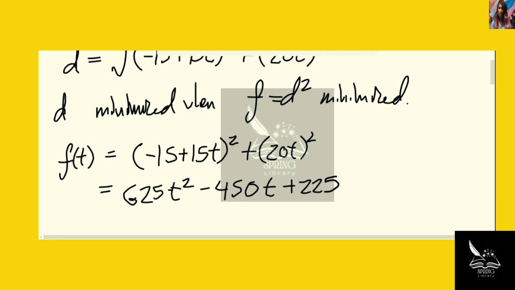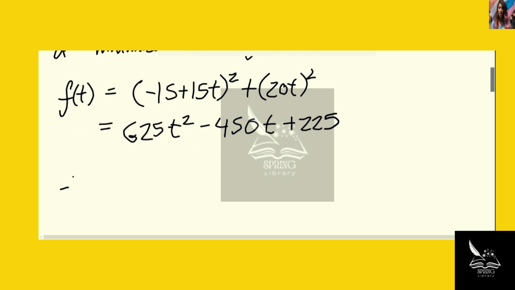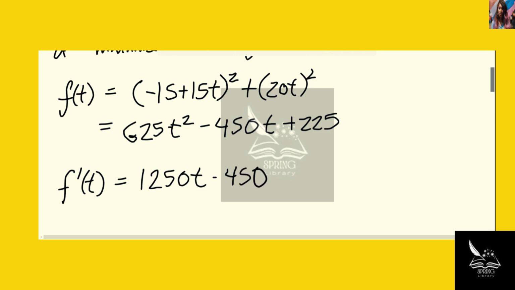So now to find the shortest distance, or the minimum of f, we'll take the derivative of f and set it equal to 0. So f prime of t is 2 times 625, this is 1250t minus 450 equals 0. And so we get that t is equal to 450 over 1250, or t equals 9 over 25.